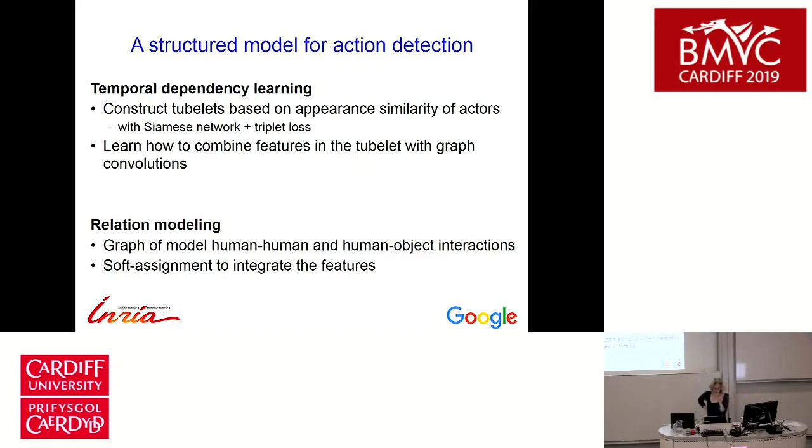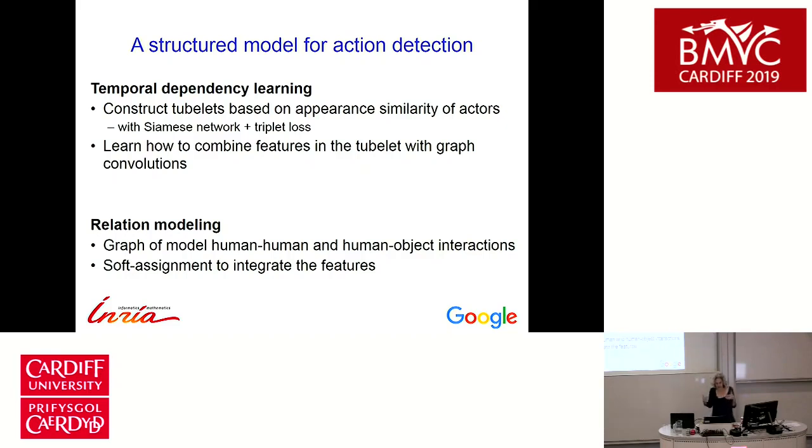So we have these individual C3D features, like 1,000 dimensional C3D features, and we learn how to combine these C3D features with graph convolutions. So we really learn how this action evolves over time. So we don't just do average pooling, what people usually do, but learn how this action performs over time. And then this is the first thing.